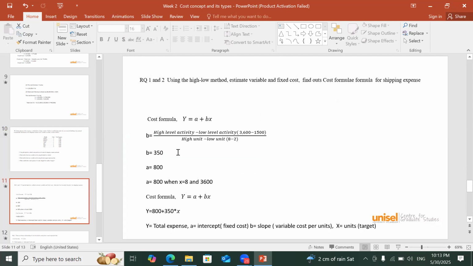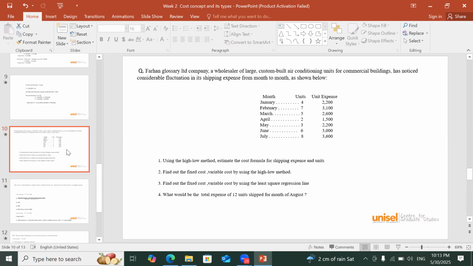Then with the calculation you will get B. B is equal to variable cost per unit. B is equal to 350. Okay. Now it is my question. A is equal to 800. How do we find A? You just put in the Y value. You can take anyone, high or low. For example, you put in the high, 3,600.